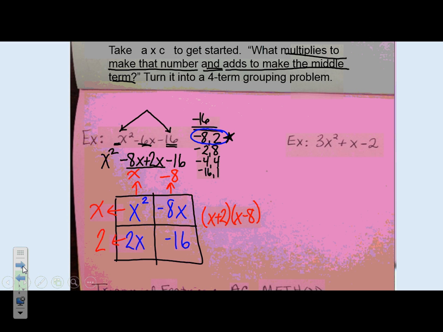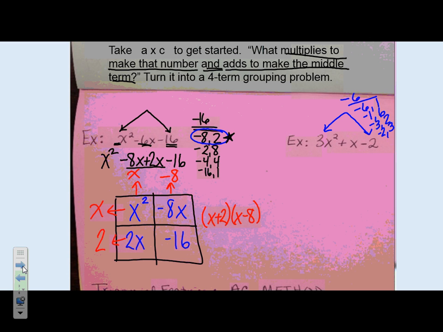Okay, let's take a look at this other example over to the side. 3x squared plus x minus 2. Again, 3 pieces to start. Let's do the AC method. A times c to get it started. 3 times negative 2 is negative 6. What multiplies to make negative 6? Again, lots of things. Negative 6 and positive 1. Oh, what about negative 1 and positive 6? Oh, what about 3 and 2, negative 3 and positive 2, negative 2 and positive 3. There's lots of options.